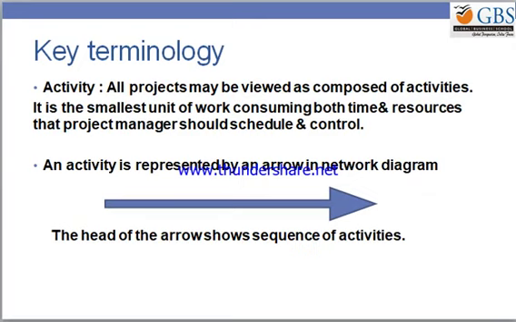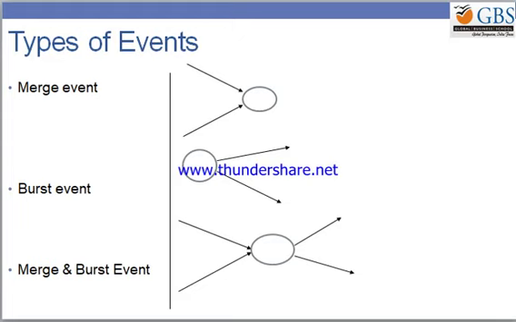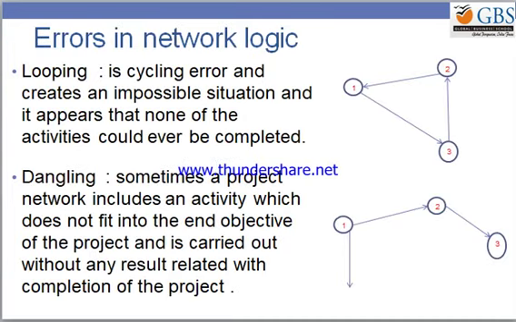We also discussed the set of key terminologies required to understand how the network diagram needs to be drawn. You might have understood what exactly an event is and nodes, and their nomenclature. I explained the types of events in the previous video, and we also spoke about the probable errors in the network.